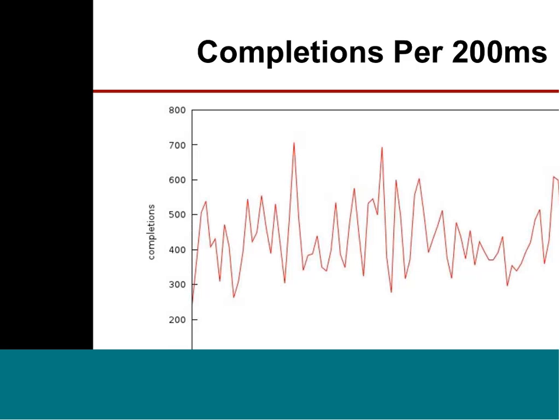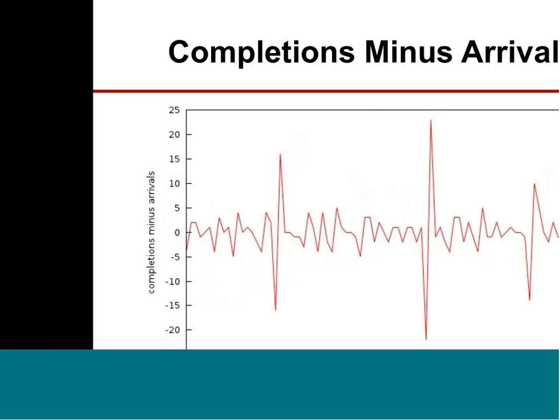There's a simple technique, though, that can pull out the difference between these, and that's just to subtract one from the other. So if I subtract the completions minus the arrivals, the spikes come out very, very clearly. And this shows us the difference between variations in the traffic that's arriving at the system and variations in the way the traffic is actually being handled inside of the database.